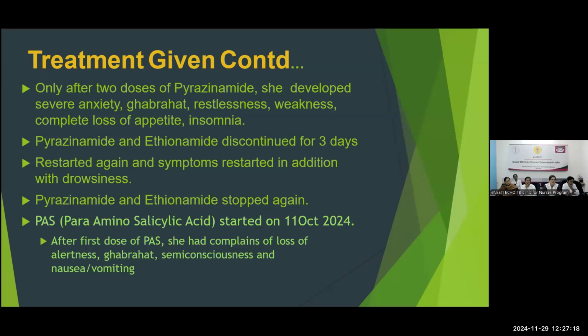When restarted after 3 days, she complained of drowsiness, along with restlessness and anxiety. Then pyrazinamide and ethionamide were stopped completely, and para-aminosalicylic acid was added on 11th October 2024. But after the first dose of PAS, she had loss of alertness, anxiety, semi-consciousness, nausea, and vomiting, and she was not even able to talk or walk properly.